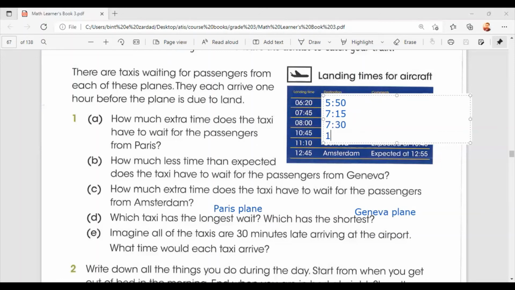And then this one: 10:45, 10:15. Then 11:10, 10:40. And the last, 12:45, 12:15. These are the estimated times if all the taxis were 30 minutes late arriving at the airport.